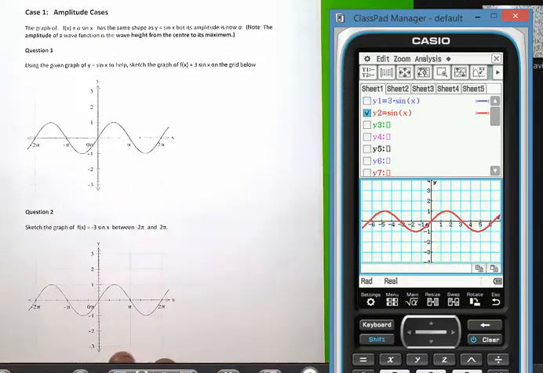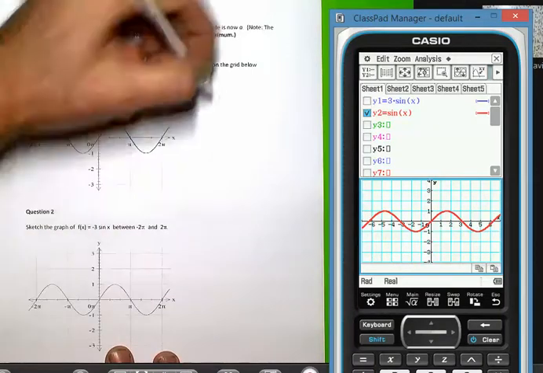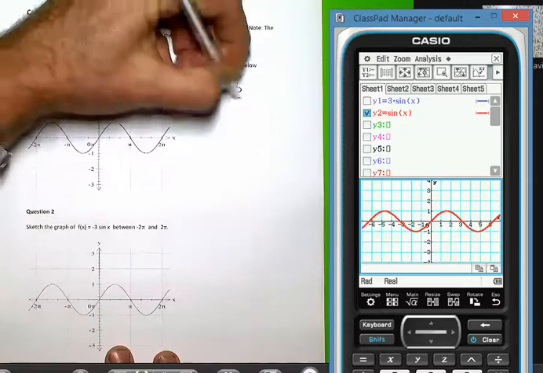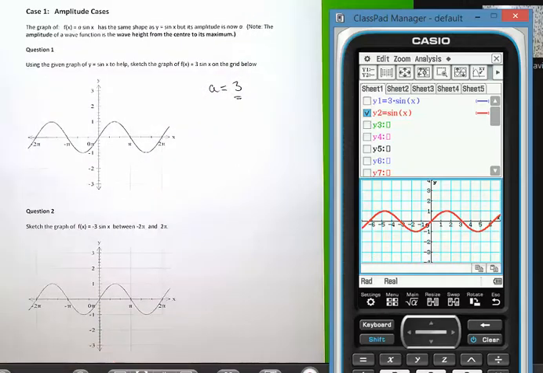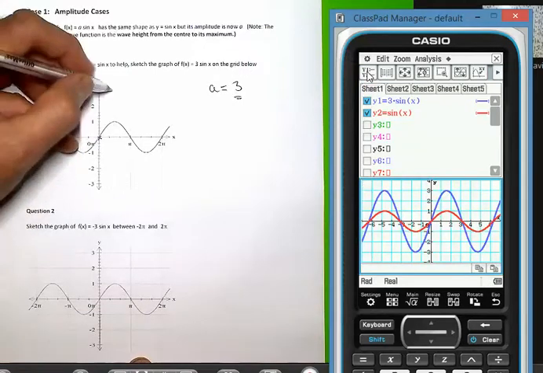In question 1, you're asked to graph the function 3 sine x. And when we look at this straight away, the amplitude is 3. If we have a look on our calculator, I've got sine x, and when I look at 3 sine x, everything should be multiplied by 3. All the values multiplied by 3. So comparing them together, every point there is multiplied by 3.